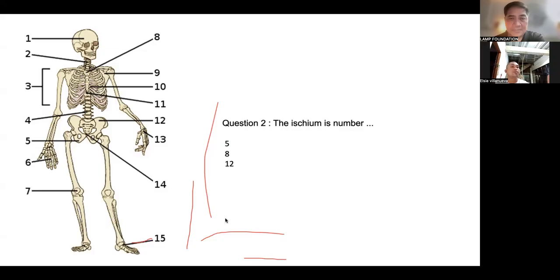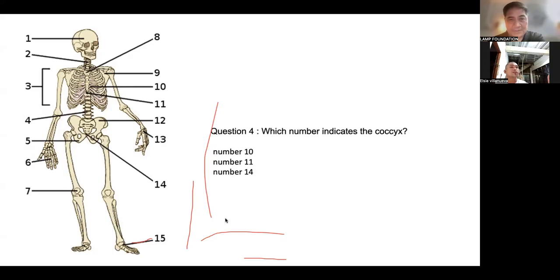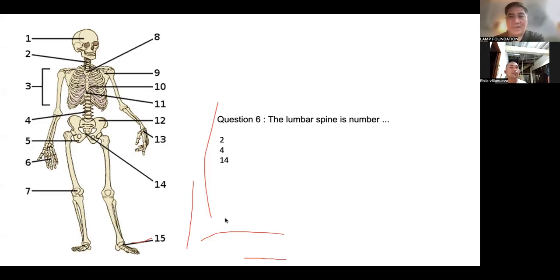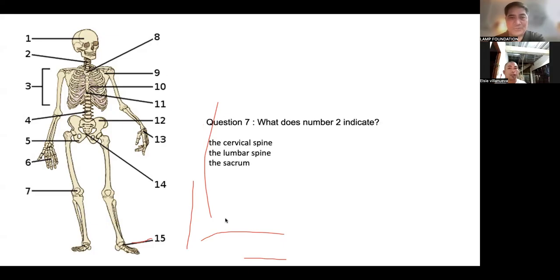Ischium is number 5. What does number 1 indicate? The cranium. Which number indicates coccyx? Number 14. Number 9, scapula. Lumbar spine. Number 4. Number 2, the cervical spine.